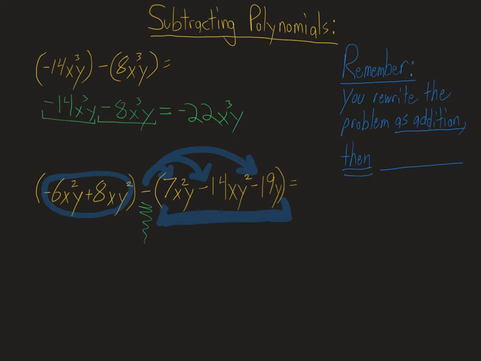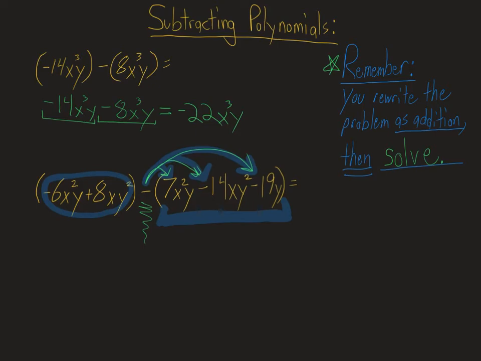Okay, which brings us over to this note over here. Remember, you want to rewrite the problem as addition and then solve it, okay? Wait until after you've rewritten it, which is what this idea of distributing will do, okay? If we distribute the negative and everybody's sign flips, it'll be rewritten as an addition problem, and then you solve it just like you solved it before.